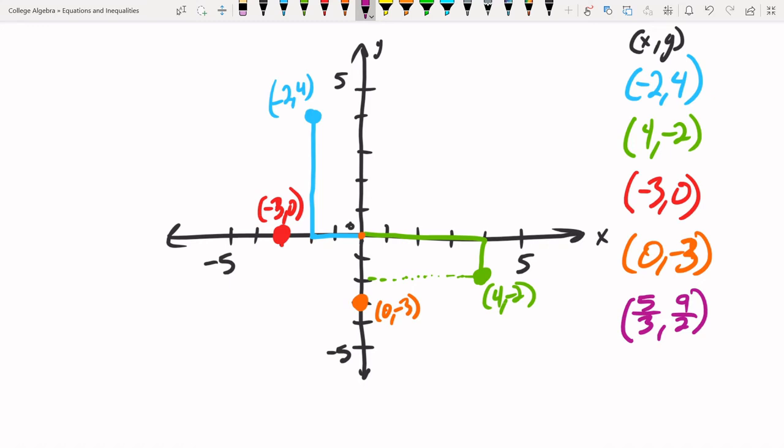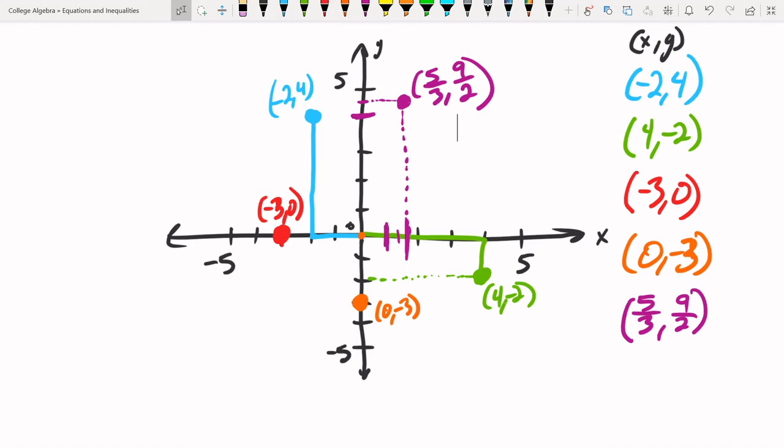So 1 and 2/3. Here's 1, and 2/3 is there's 1/3. That's about 2/3 right there. I'm going to go from this line up and down. 9/2 is going to be 4.5, right? And a half is just going to be 0.5. So I'm going to go up. It's positive. This right here is 4. There's 0.5. Go over. And right there is a pretty good estimate for (5/3, 9/2).